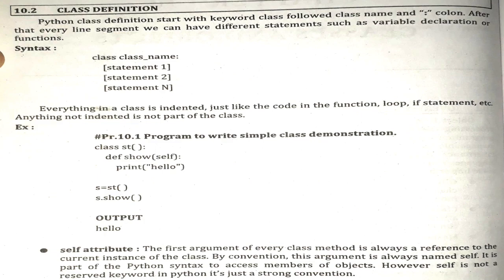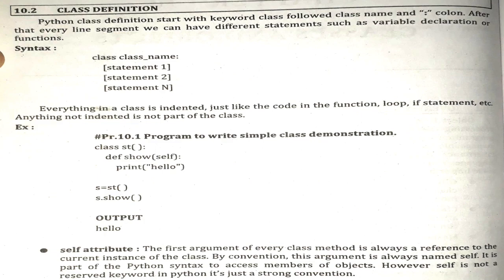After that I want to call the show method, which is part of the st class. So what is the object of the st class? S. Just write the object name dot method name with parentheses. This is why we have written s dot show and then empty parentheses. If it is a parameterized method, then you have to pass the parameter.